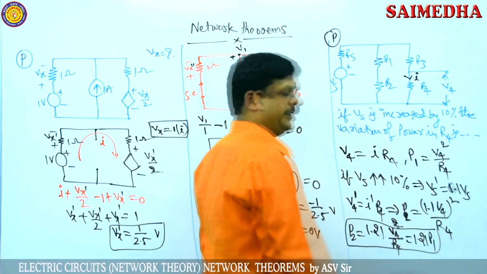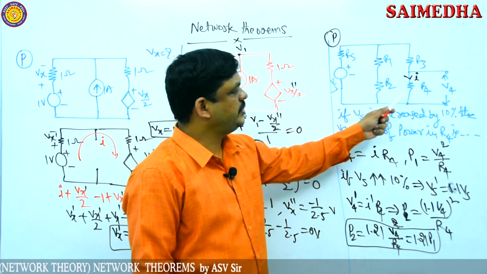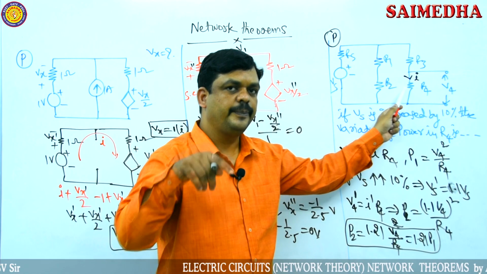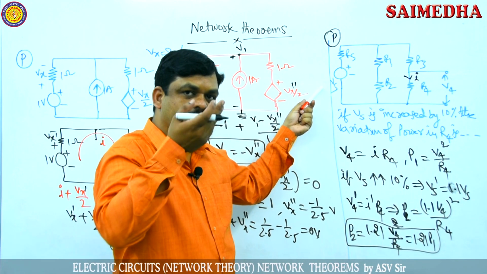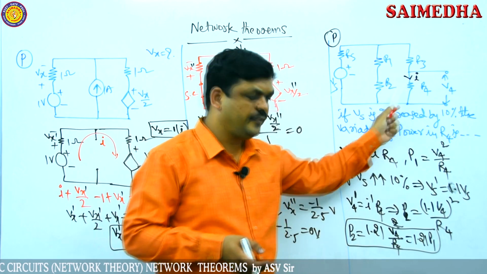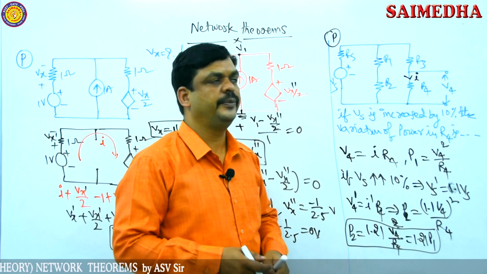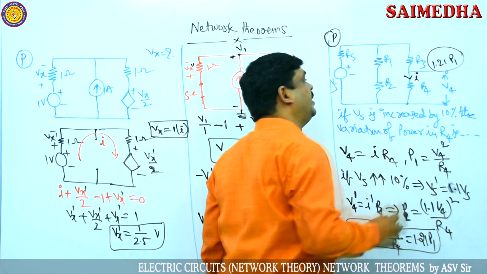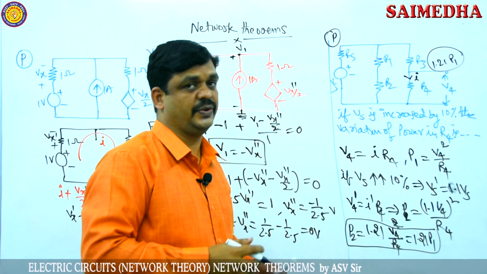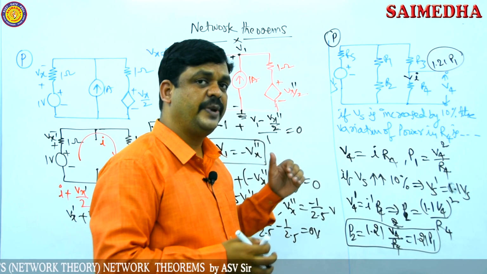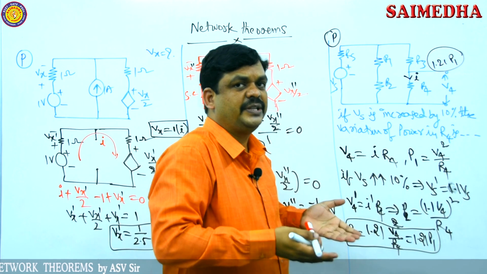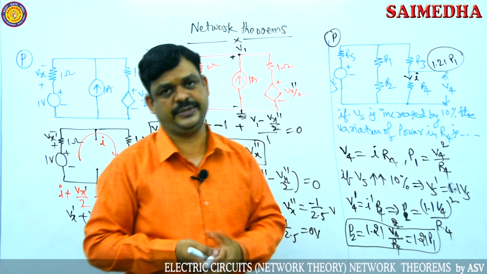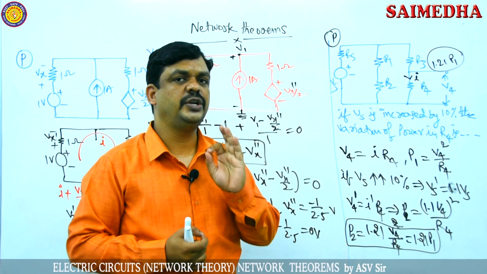So now this relation is important. Due to Vs source, power dissipation at resistor R4 is P1. And if the source is increased by 10%, the power dissipation at resistor R4 is 1.21 into P1. P1 is nothing but the power dissipation due to Vs source, and 1.21 P1 is the power dissipation due to 1.1 Vs. So with a 10% increment in the source, power is automatically increased by 1.21 times.